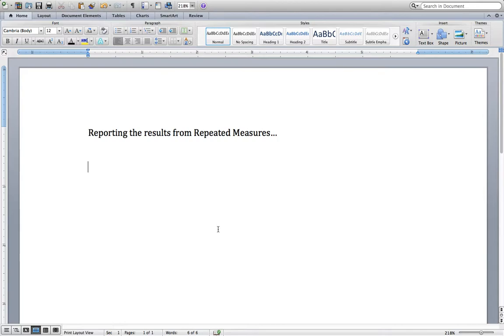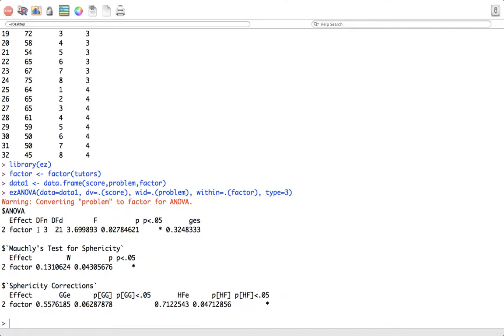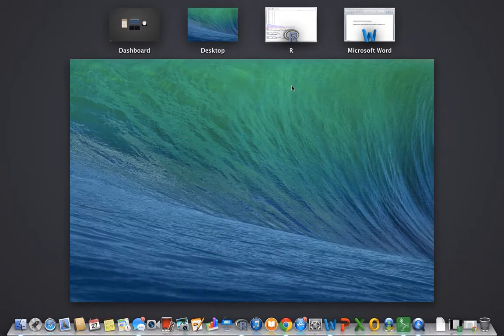I would probably go with something like, first of all, let's report the results from Mauchly's. So we would say Mauchly's test for sphericity indicated, we'll do it in past tense, that the assumption is violated. And I think our W was 0.13. Let me just double check that. So Mauchly's 0.13, p-value less than 0.05. Okay.